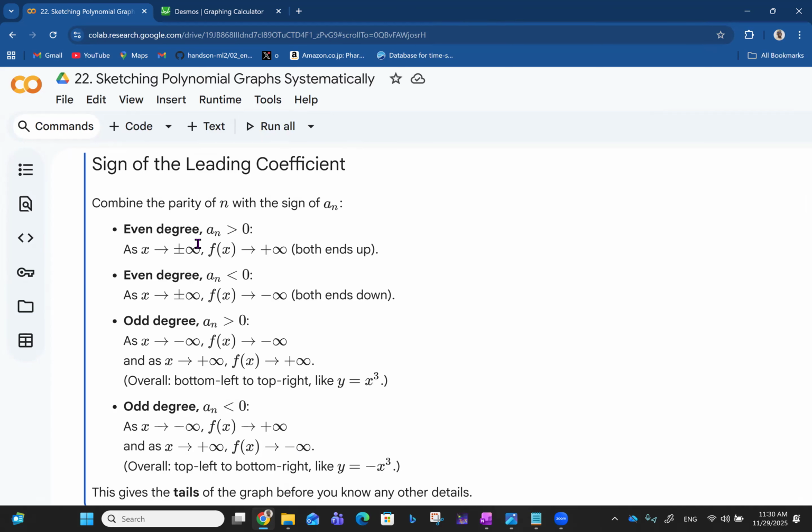So for even degree and a_n greater than 0, of course, for even degree, we already know that the two ends go in the same direction. So in this case, as x approaches plus or minus infinity, f of x will always go to positive infinity. Both ends are up. We're talking about a positive leading coefficient. Then if we have even degree and a_n less than 0, that is, it is negative, I think I demonstrated that the other time, as x approaches plus or minus infinity, f of x goes to minus infinity, and both ends are down.